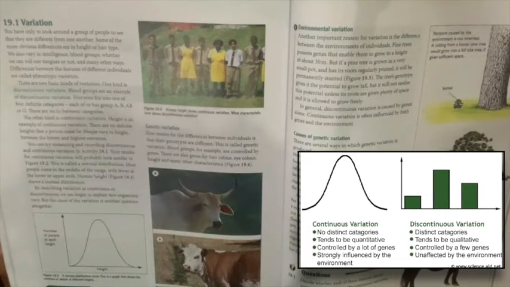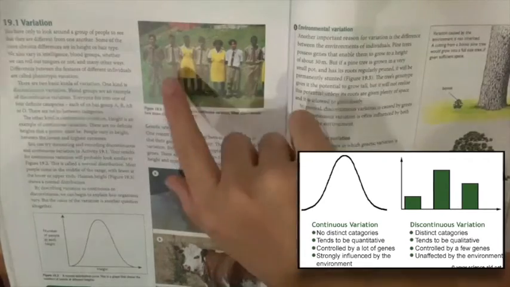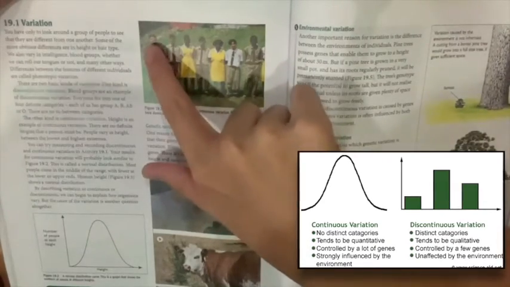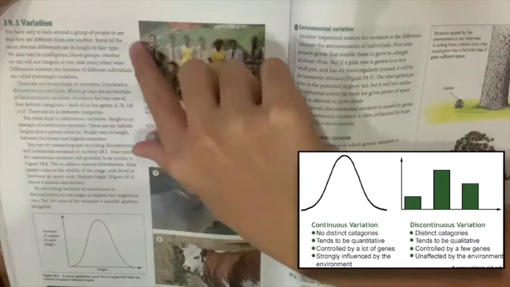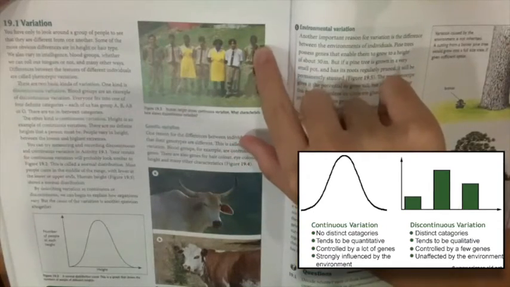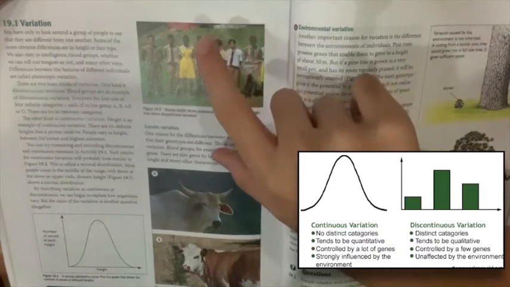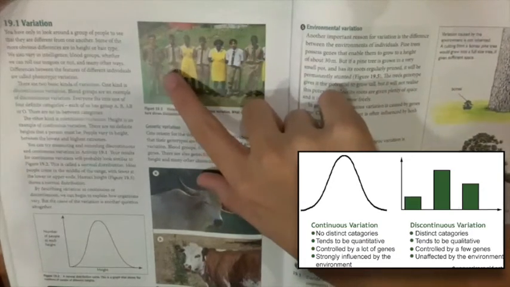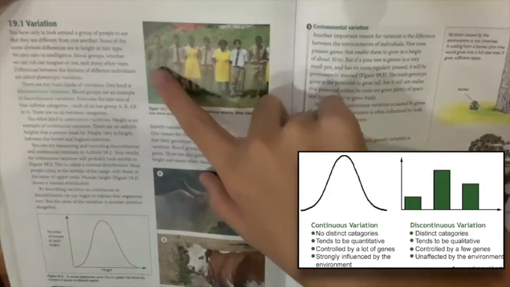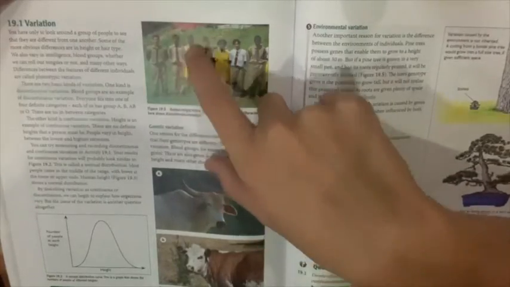While continuous variation is a variation that is affected by the genes and also the environment. So for example, in this picture, you can see that they have similar height. This is an example of continuous variation, since the environment affects their height. But their gender is discontinuous variation. For example, some are male and some are female.